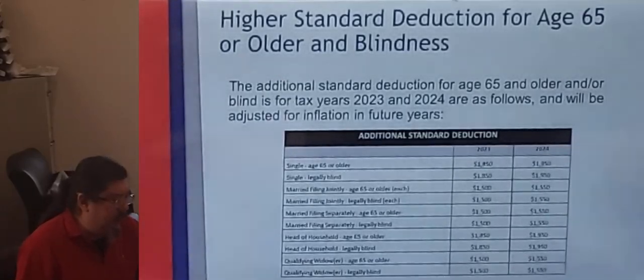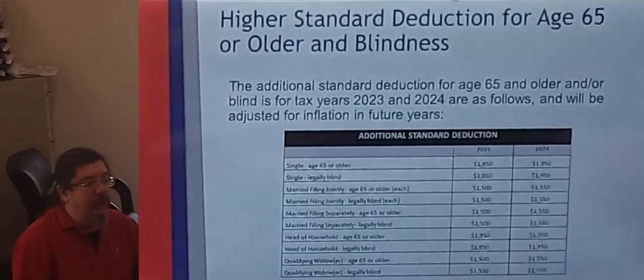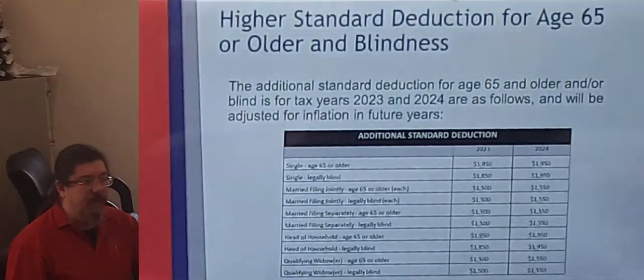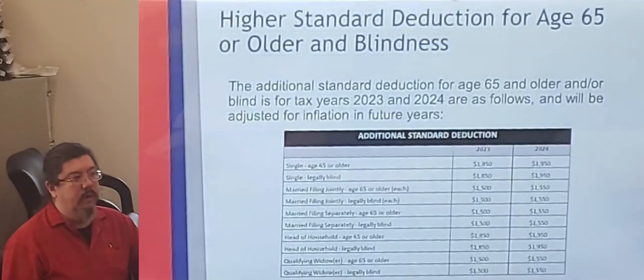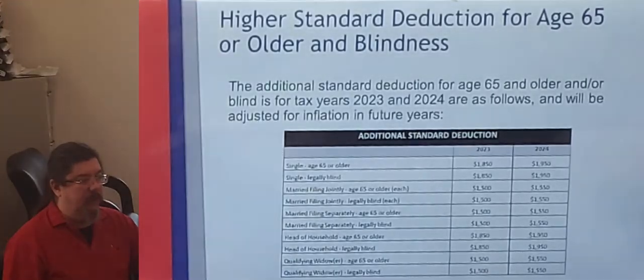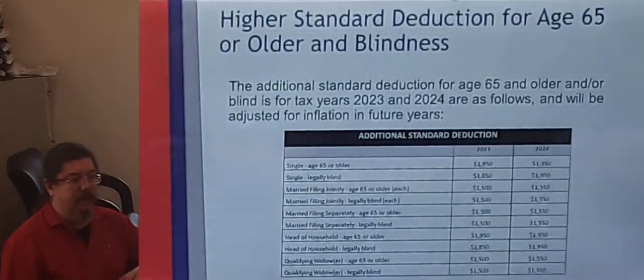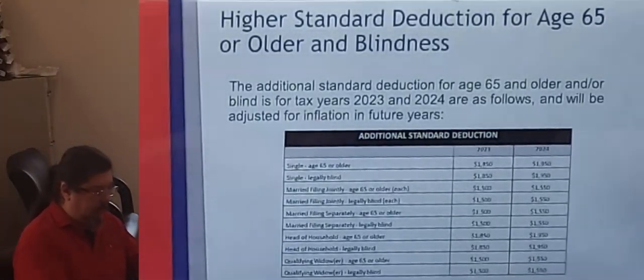The additional standard deduction for married people is $1,550, and you multiply that by the number of times that you can check one of these boxes. Are you 65 or older? Is your spouse 65 or older? Are you blind? Is your spouse blind? So if both of you are 72 and you're both blind, you get that additional standard deduction 4 times. Wow.